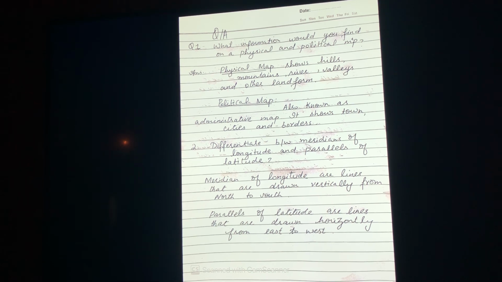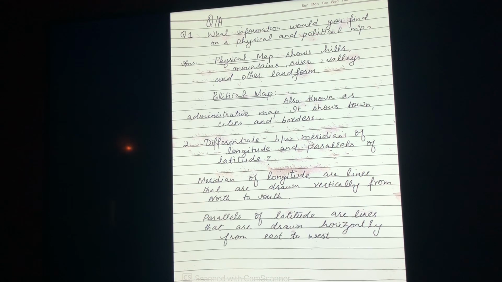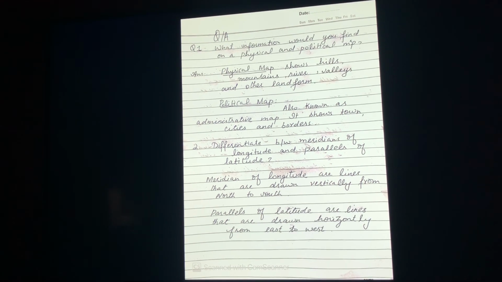What is the main difference between meridians of longitude and parallels of latitude? Meridians of longitude are lines that are drawn vertically from north to south. Let me tell you one thing very clearly. Whatever lines are drawn on a map or on your Earth, beta, it is only for understanding. It just helps you understand the main purpose of longitude and latitude. In real life, it does not exist.